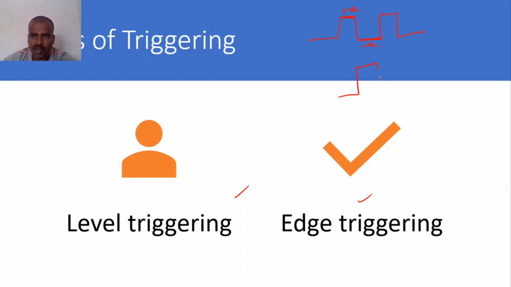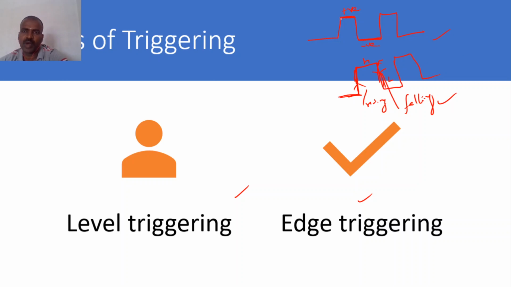And edge triggering means, what do you mean by edge? Edge means it is only one place. See, this is the rising edge, because it is changing from low to high. This place is called an edge, and it is changing from high to low, so this is called the falling edge. So this is a rising edge and this one is the falling edge.